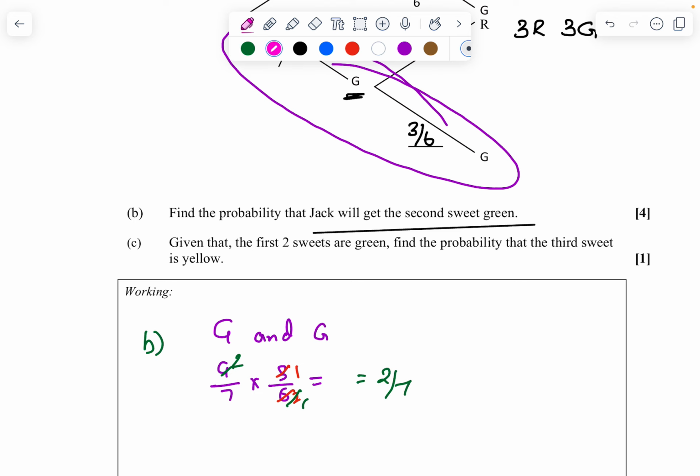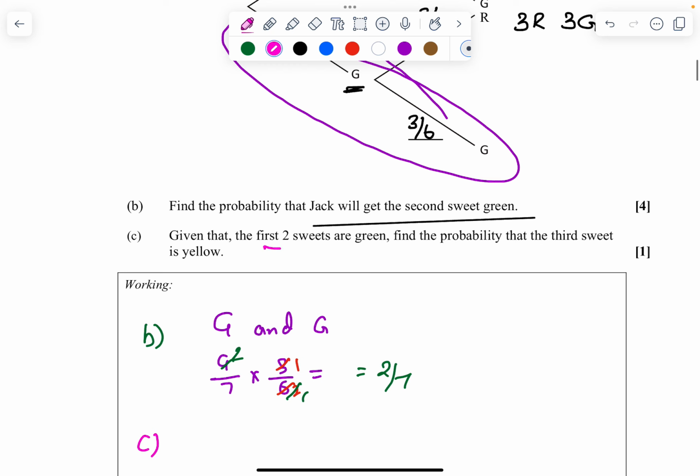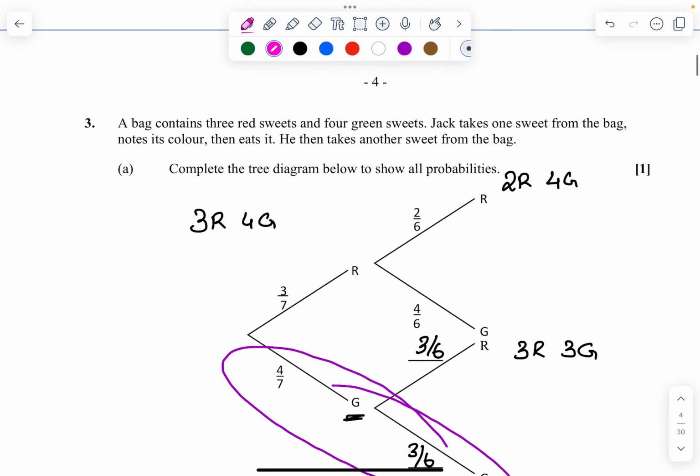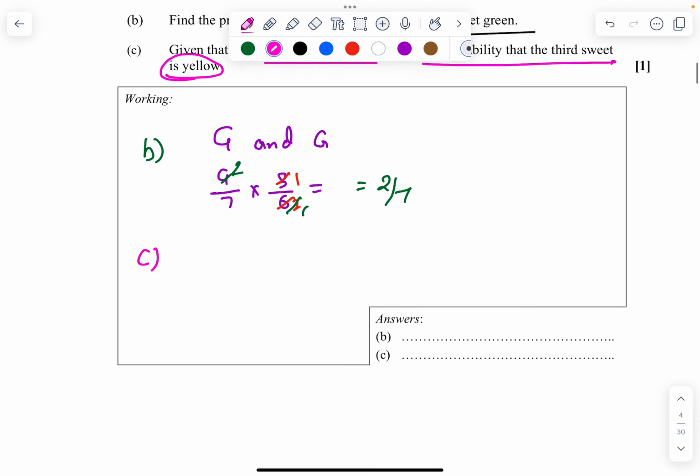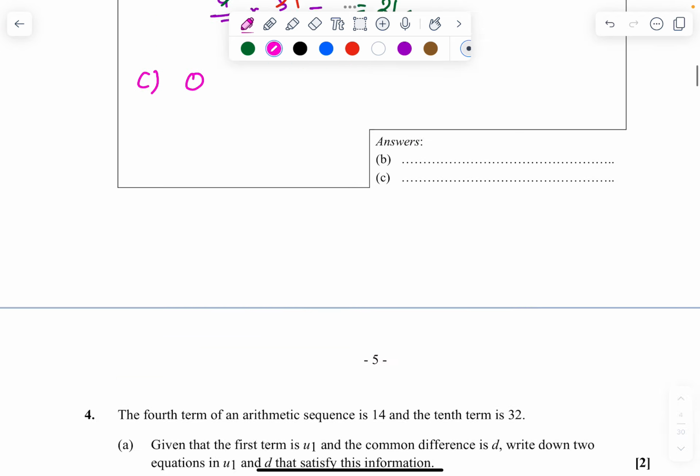Now for part C, given that the first two sweets are green, find the probability that the third sweet is yellow. So if we have seen, there is no yellow sweet at all. So the probability of getting a yellow sweet is going to be 0.